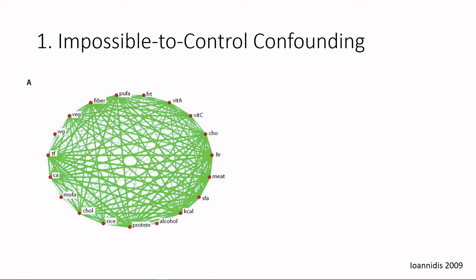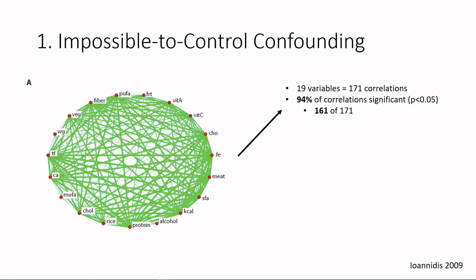This is the correlation globe that Dr. Ioannidis included in his lecture you watched from Module 1. The variables from a food frequency questionnaire sit on the outside of the globe, and they are the red dots, and each of the green lines is the correlation between these variables. The thickness of the green line is proportional to the absolute value of the correlation coefficient, ranging from -1 to 1. There are 171 correlations, or green lines, between these 19 variables.